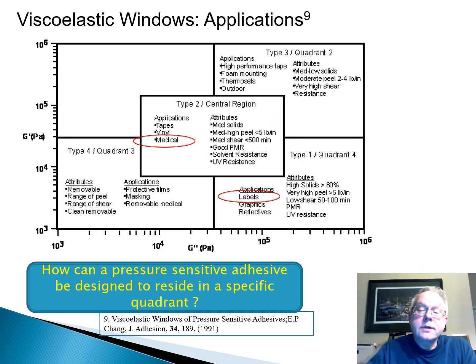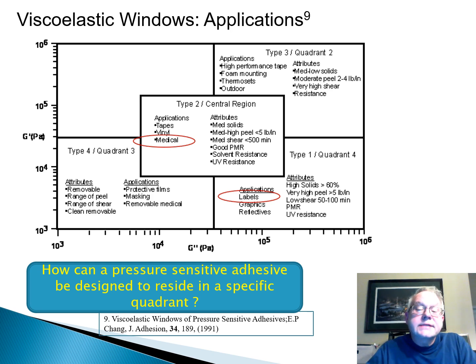This slide again shows the quadrants that the viscoelastic windows fit into, and you can see that the upper quadrant is for high shear tapes like automotive tapes, and the center region is better for medical tapes. This bottom quadrant 3 is useful for removable adhesives.